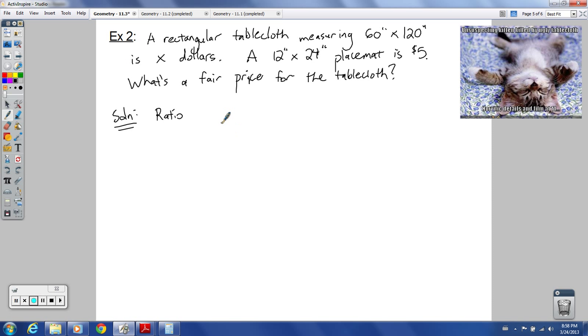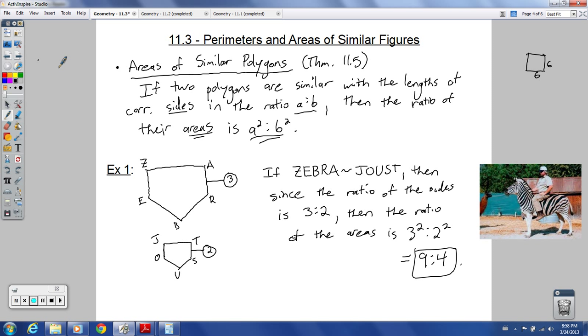Let's just mention it in the context of this one. So the ratio... changing my mind. So corresponding sides with this, let's put sides or perimeters. It works for both. So sides or perimeters, if they're in this ratio A to B, then the ratio of their areas is going to be A squared to B squared.